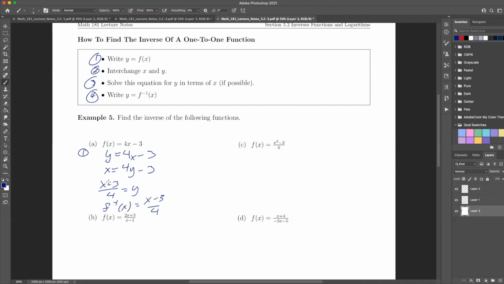Oh, you're right. That should be 100% x plus 3. Thank you. I sneezed and then my brain died.